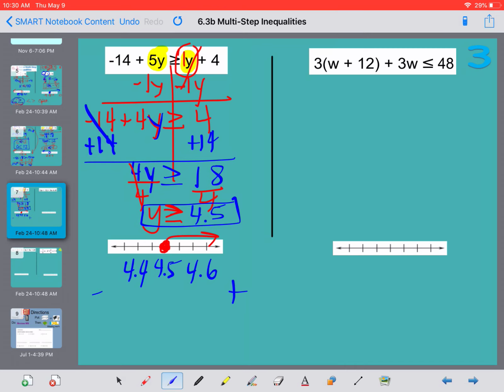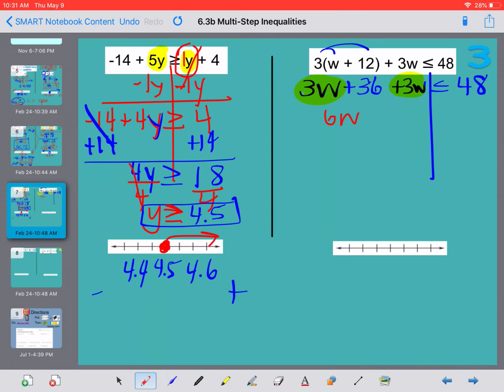All right. This next one we cannot divide by 3 because we're going to have to combine some like terms. So I am going to distribute this one. We have 3 times w is 3w. 3 times 12 is 36. Just copy the rest. So now we can combine our like terms. 3w plus 3w is 6w.